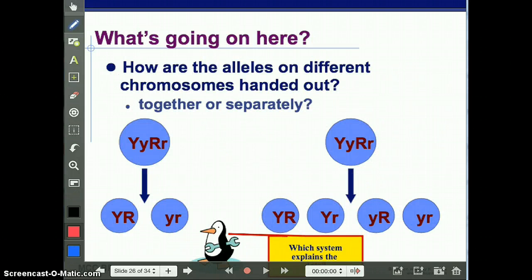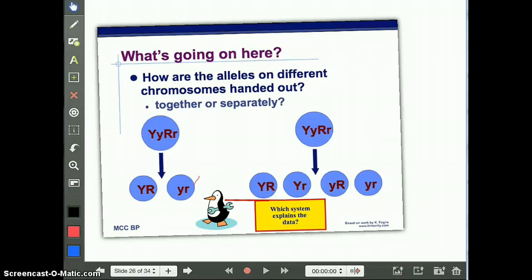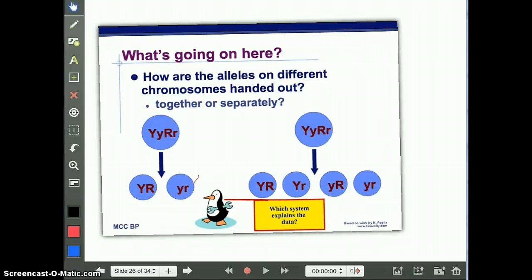Okay, so let's take a look at what's going on here. How are the alleles on different chromosomes handed out differently, together, or separate? What this comes down to is, again, you're looking at our cross. We need to separate them out. We're heterozygous individuals. What do we end up getting?